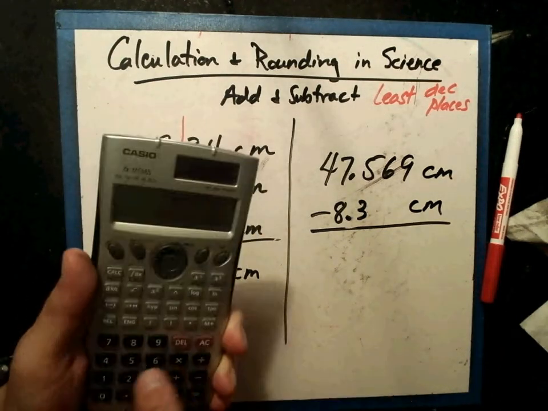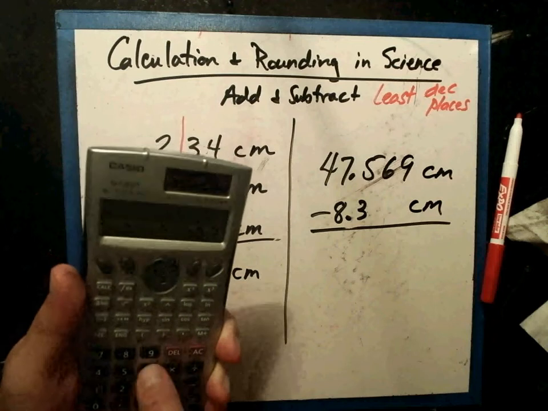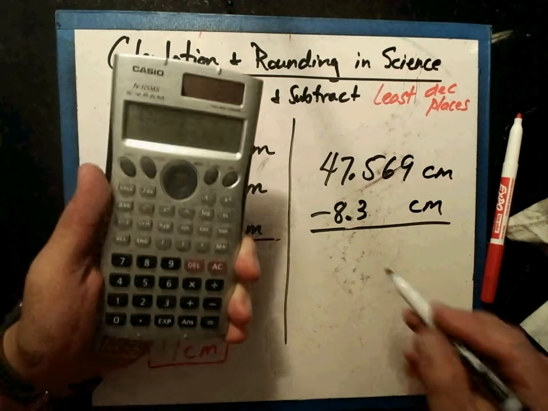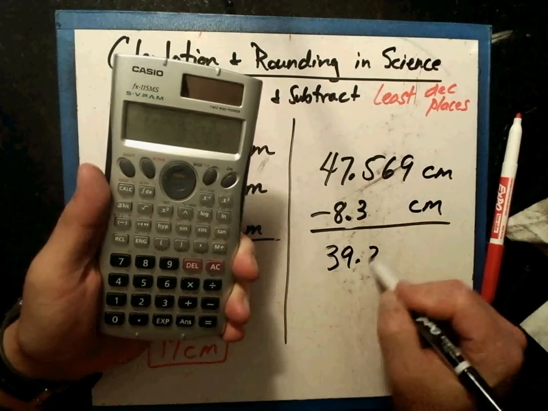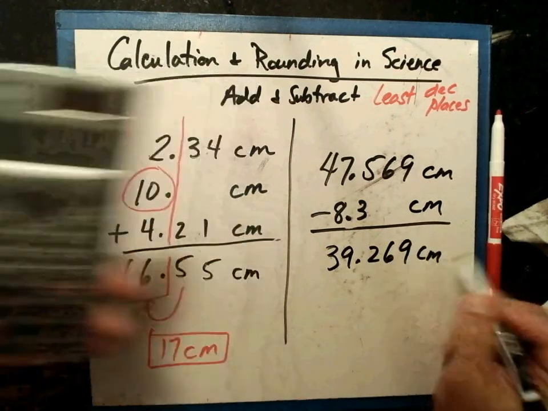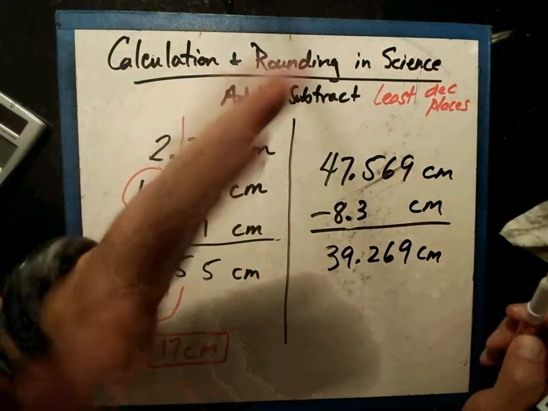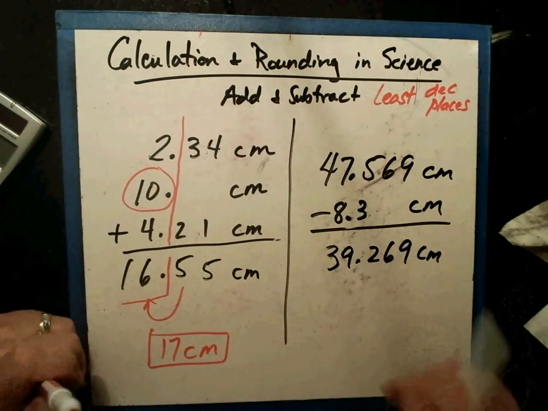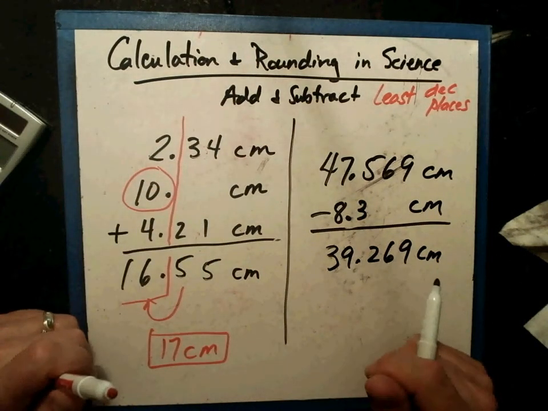47.59, oops, I typed it wrong. 47.569 minus 8.3. The answer is 39.269. Here's what does not happen in science. Raise your hand and go, Mr. Kelly, I got a question for you. Where do you want me to round the answers? The answer to that question is look at your numbers.